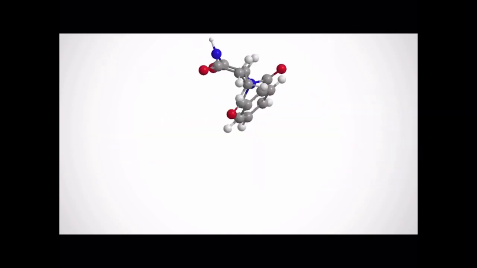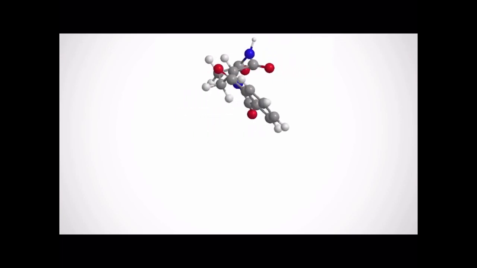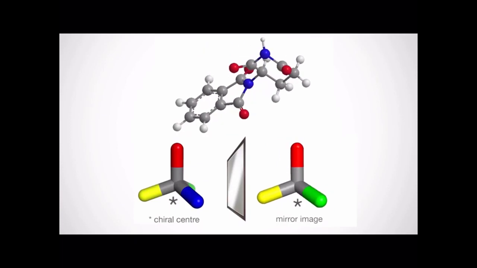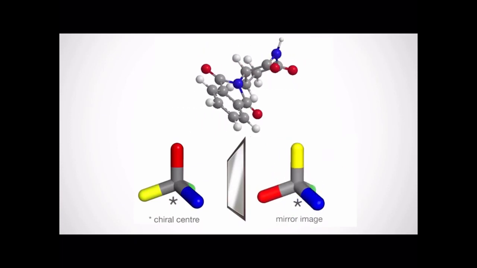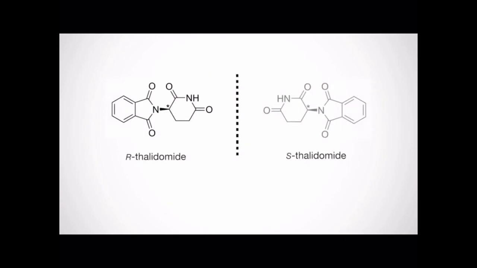Here is the three-dimensional structure of thalidomide, which contains a single chiral carbon. A chiral carbon is one that contains 4 different groups. The presence of a single chiral centre leads to 2 possible enantiomers. Enantiomers are non-superimposable mirror images. While R-thalidomide alleviates morning sickness, it was later discovered that the birth defects were caused by the presence of S-thalidomide.